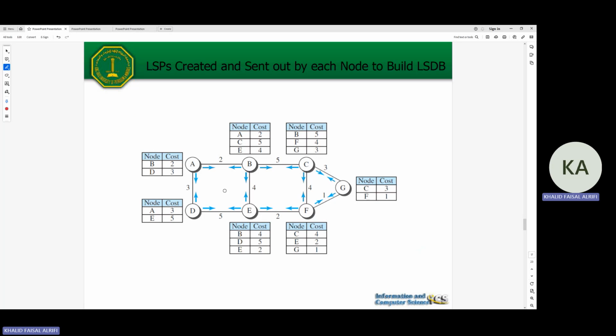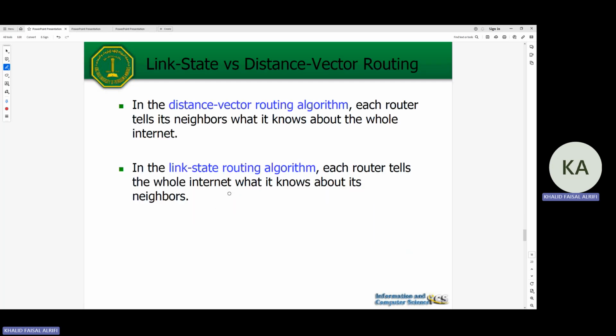What else? Here is explaining the concept more. Link state is created and sent out by each node to build. Yeah, here the same concept. Each one of them will create the table with the node and the cost with the direct nodes that it has. Then everyone will share the table with each node to get more information and to get the full table for all the nodes. Okay, so same concept as the previous routing algorithm.